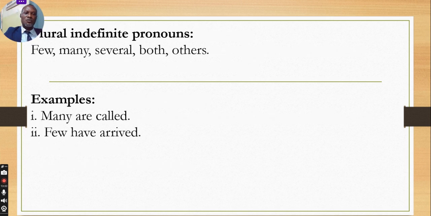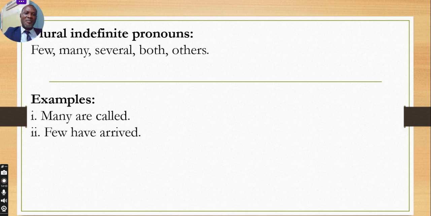Now, we have the next one, number 5, I guess, plural indefinite pronouns. Examples of plural indefinite pronouns are something like few, many, several, both, others, etc. Now, let's have examples of how these are used. Plural indefinite pronouns take a plural verb. All right, example: many are called. Like the popular saying, many are called, few are chosen.